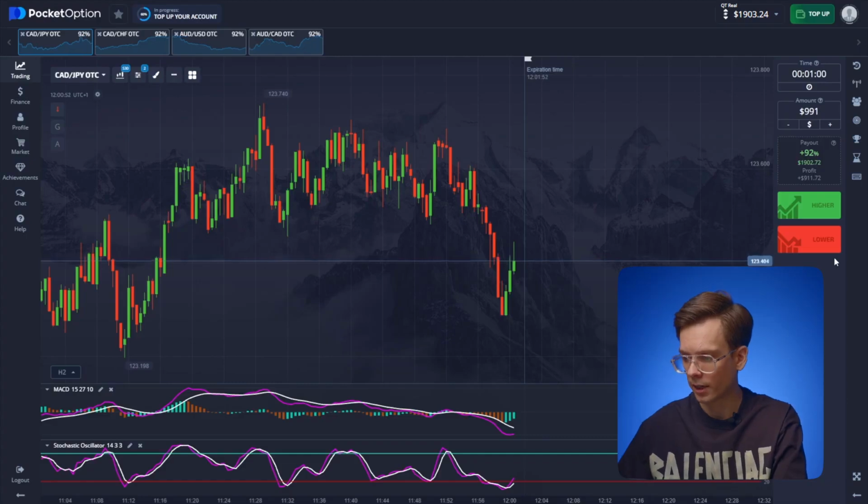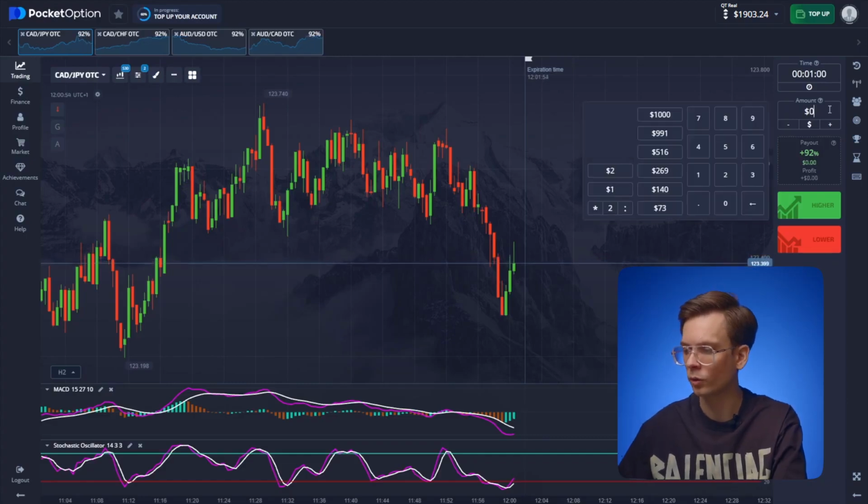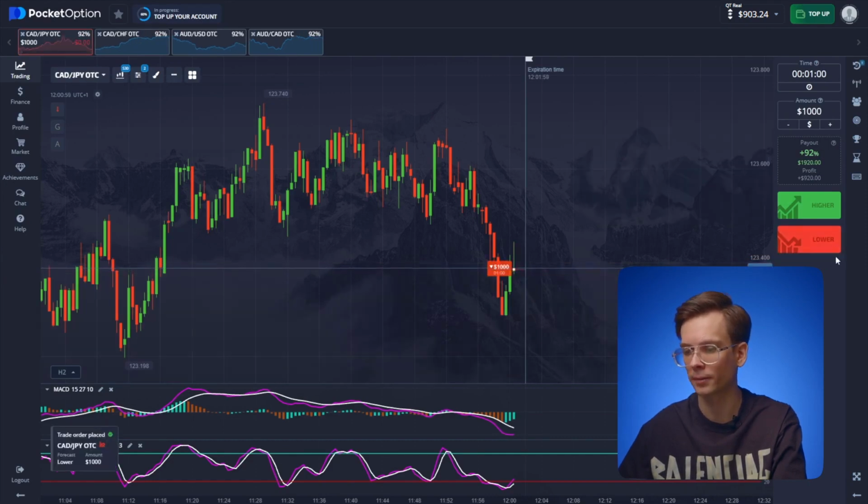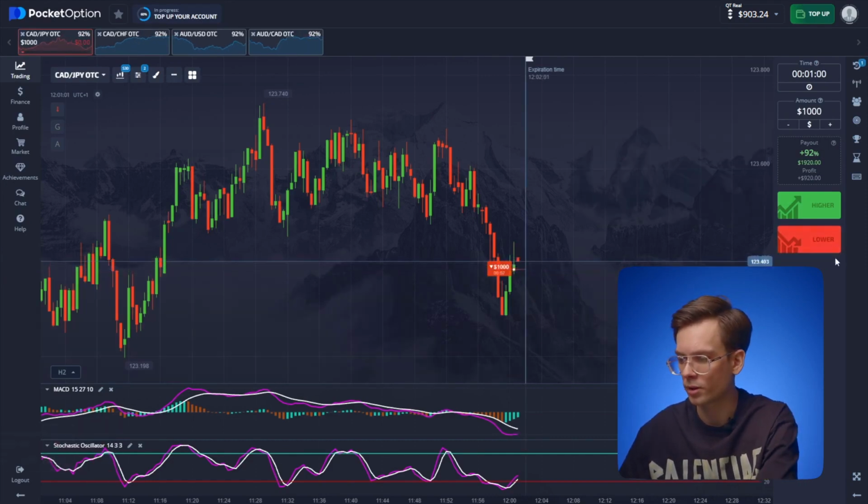Now Canadian dollar and yen. I'm going all in with a maximum investment of 1,000. Pressing the lower button. The asset is going through a strong bullish rebound, but it's only temporary. There's a bearish response coming soon and it will drive the price back down.